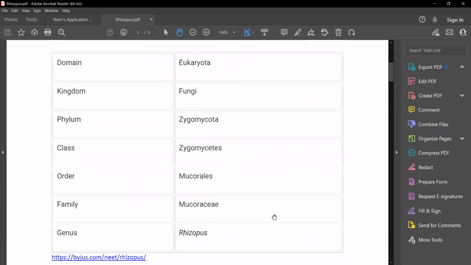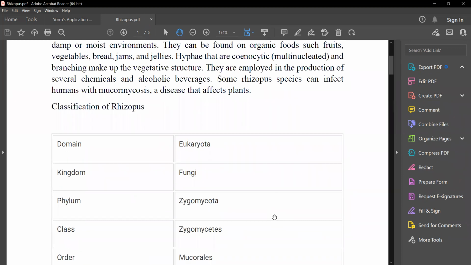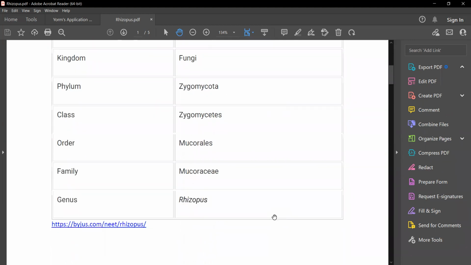So now looking at the classification, because Rhizopus has a true nucleus, which is membrane bound, and has membrane bound organelles, it's a eukaryote, hence it belongs to Eukaryota. Now, as I said before, it's a fungus, so obviously belonging to kingdom Fungi, phylum Zygomycota, class Zygomycetes, order Mucorales, family Mucoraceae, and then genus Rhizopus, right? So its genus is Rhizopus, and that's what gives it its name.